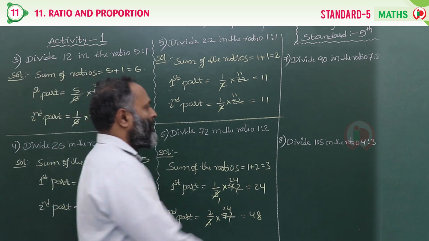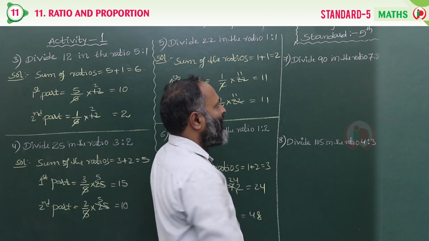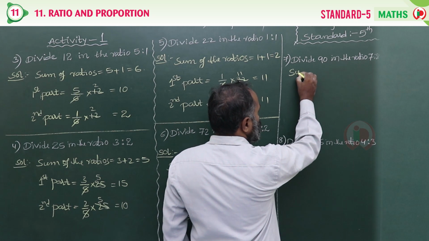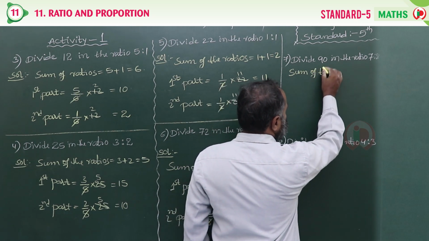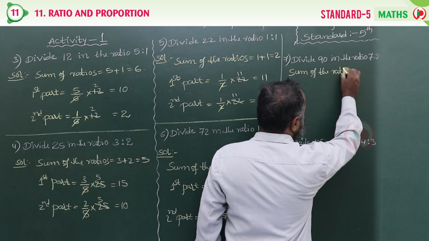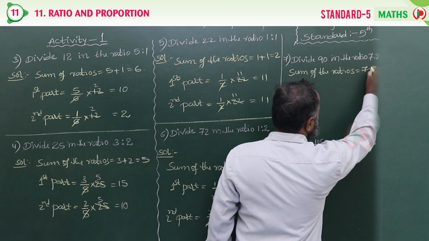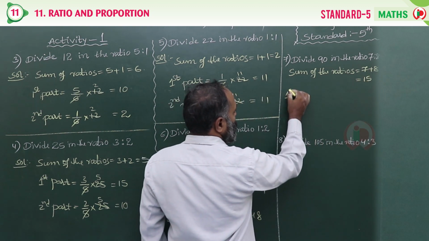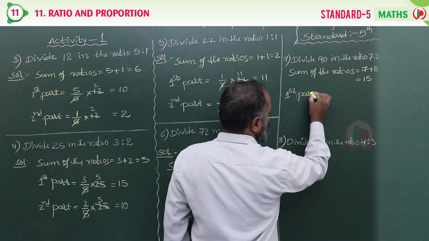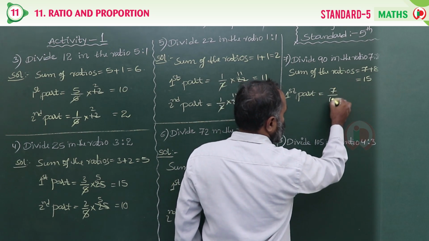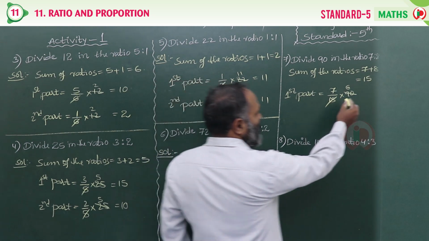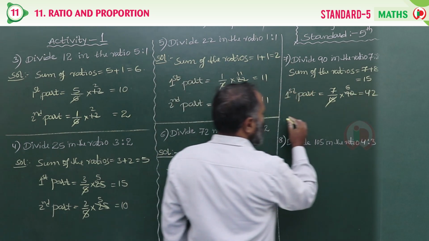Okay, now the next one is: divide 90 in the ratio 7:8. Now first, the sum of the ratios, that is 7 plus 8, which is 15. Then the first part. So what is the first part? That is the first ratio by the sum of the ratios into 90. 15 ones are 15, 15 sixes are 90, so 6 sevens are 42. So this is the first part.